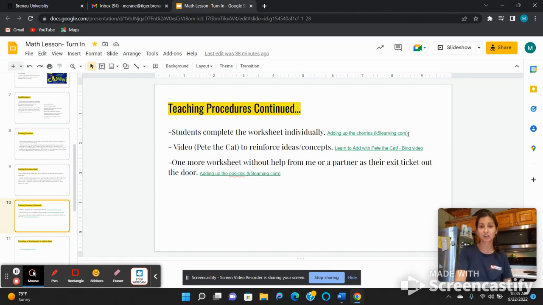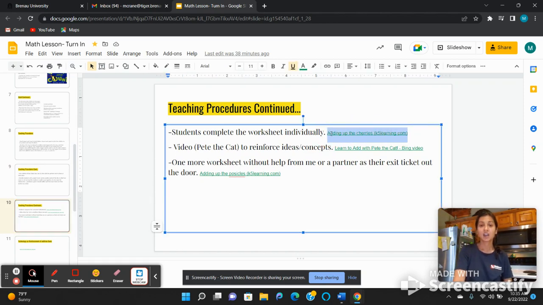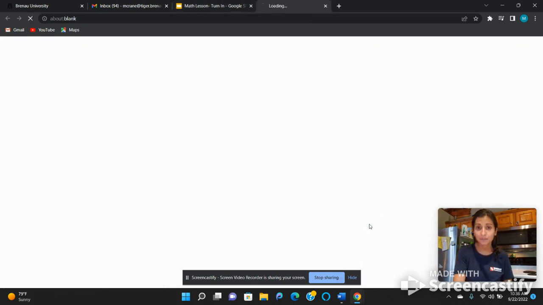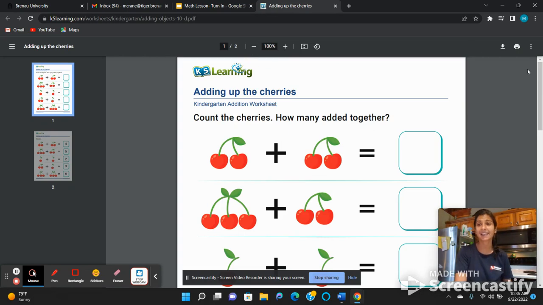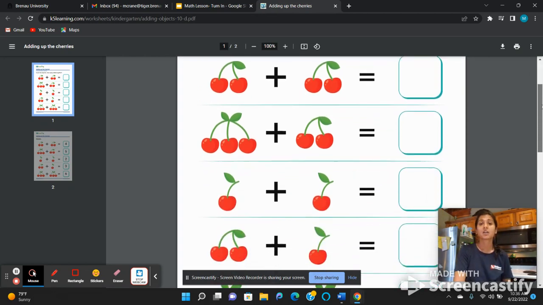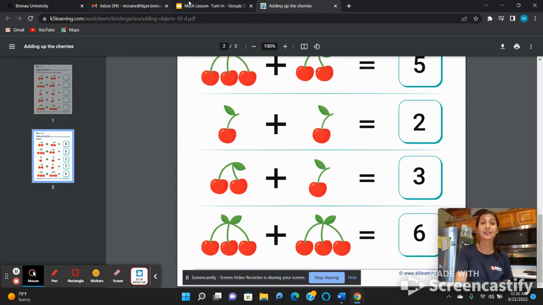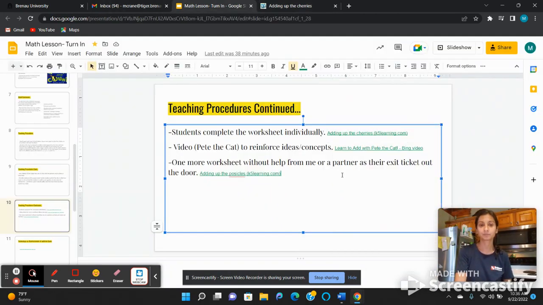Students will complete this worksheet individually. This is adding cherries. This is the answer key. So we're adding to 6 on that worksheet.